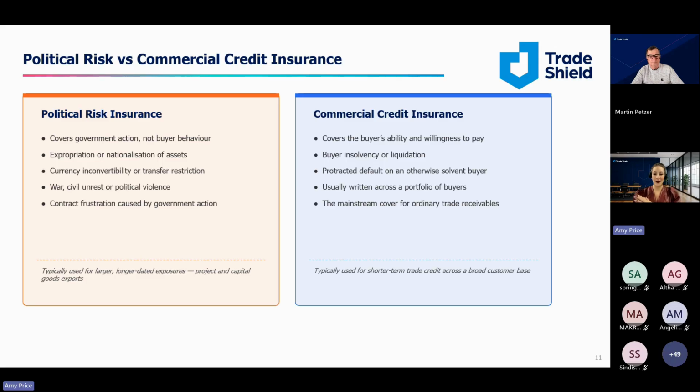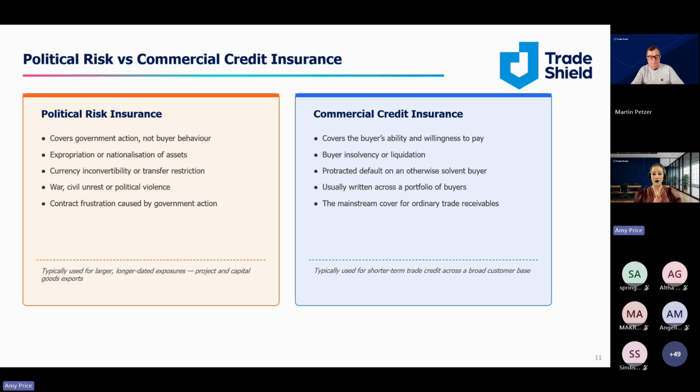So this is about buyer insolvency. It's about protecting against the protracted default that we spoke about earlier. How does this debtor pay? Are they going to pay on time? And are they going to consistently be on time going forward? Or do we foresee a protracted default? So this one is a bit more mainstream in terms of cover, and it's usually written across your whole portfolio of buyers rather than just one-time deals.